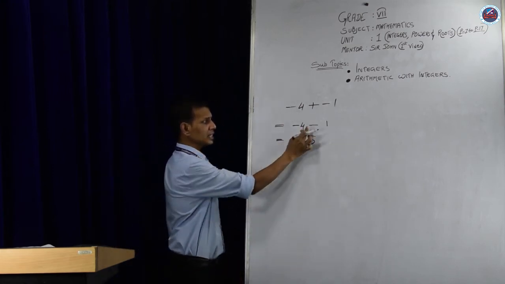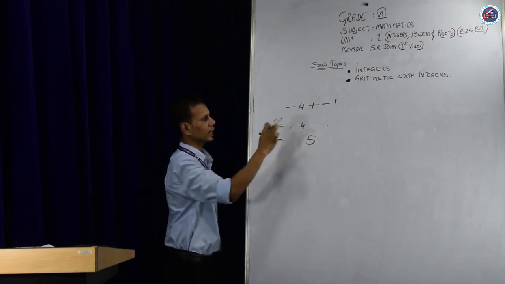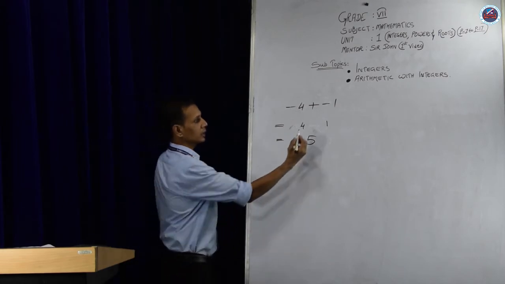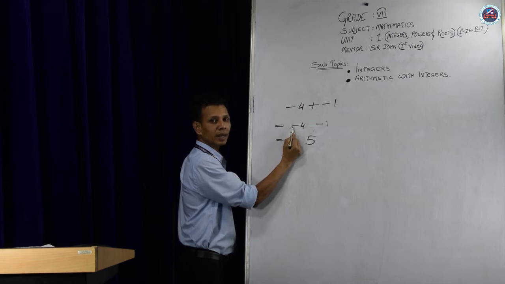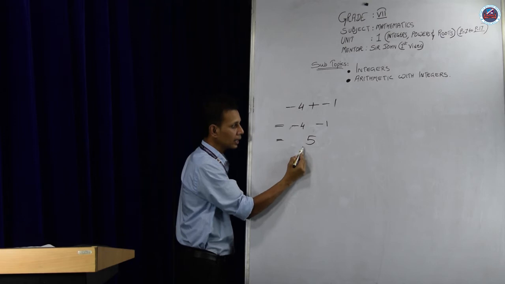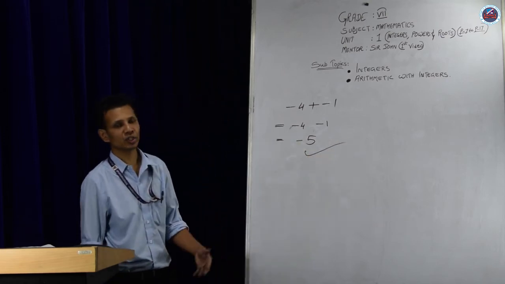Okay. Just ignore the sign. Think there is no minus. Let's do it like that. Which is greater? Of course 4. So 4 has what sign? Plus or minus? Minus. That greater number's sign will come in your answer. You're done, children. One type of question is solved.